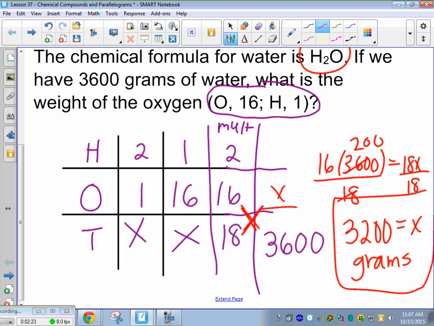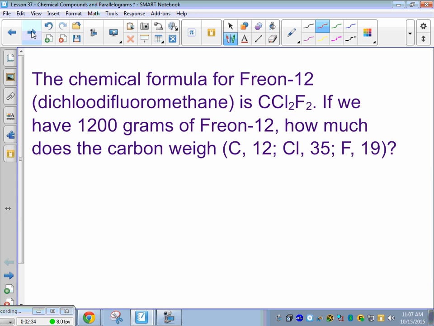So the only new thing is the multiplying part for this problem. You have to multiply how many are in each molecule times how much each weighs. Okay? Let's try one more of these.